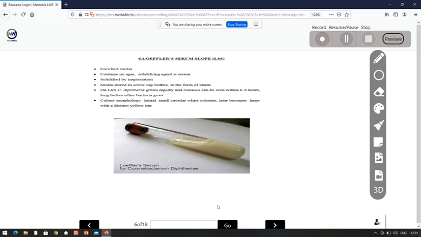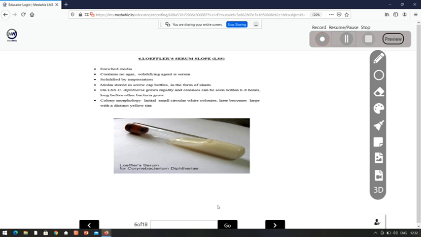So next we have Loeffler serum slope, abbreviated as LSS. It is also an enriched medium. It does not contain any agar. We have serum added into this Loeffler serum slope. Serum acts as the solidifying agent for this medium. It is solidified by inspissation. This medium is stored in a screw cap bottle in the form of slants.